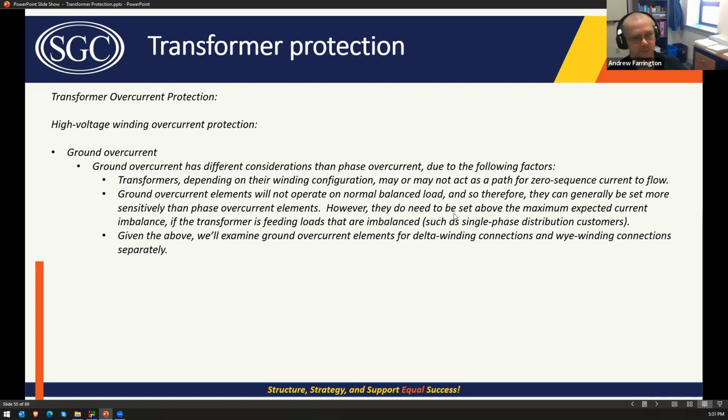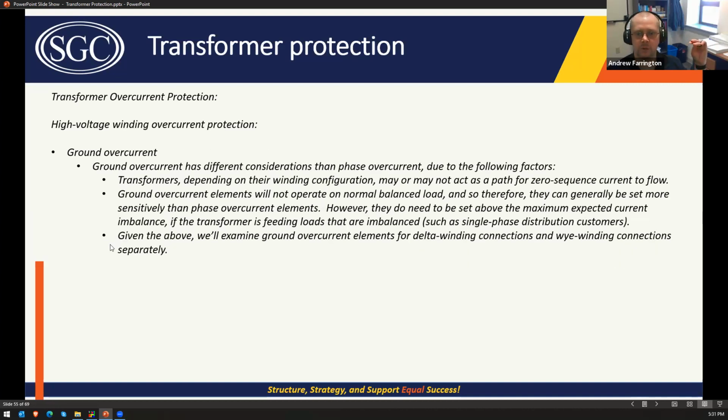So that means you don't have to set them higher than the loadability of the transformer. You can set them a lot lower than that. They could generally be set more sensitively. They do still need to be set above the maximum amount of current imbalance, and you can get zero sequence inrush when you're energizing your transformer too. So if you've got an instantaneous ground element, even on a delta winding, you need to set your instantaneous element above the inrush you might get when energizing the transformer.